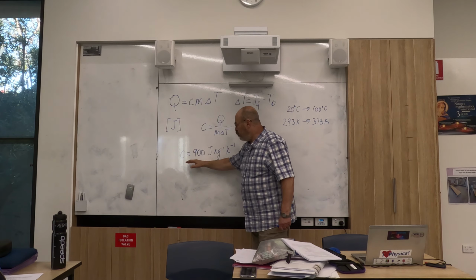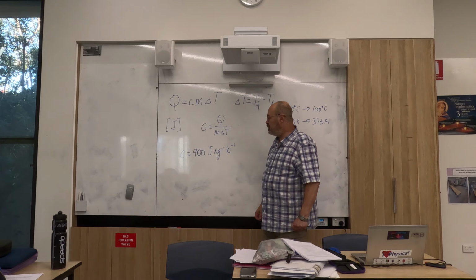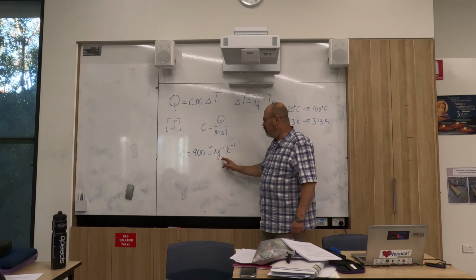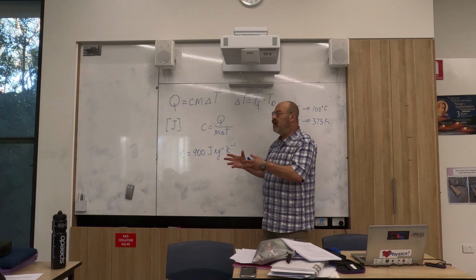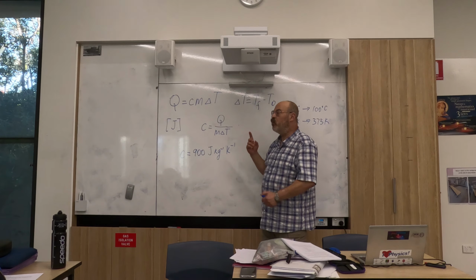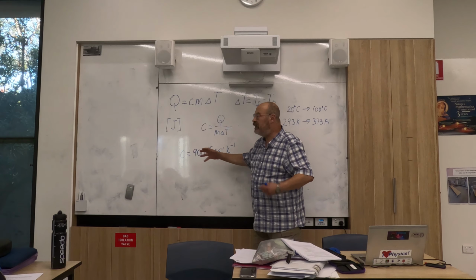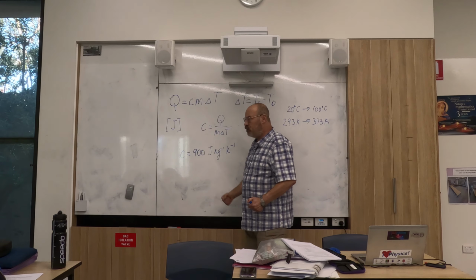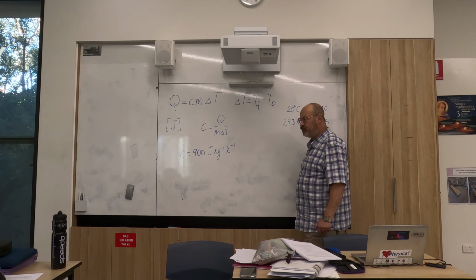So aluminium has specific heat capacity 900 joules per kilogram per Kelvin. That means if you take 1 kilogram of aluminium and you want to heat it up by 1 degree, you will need to give it 900 joules of heat. That's what specific heat capacity means.